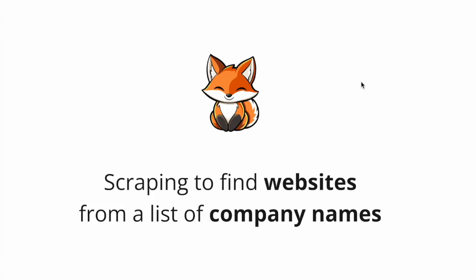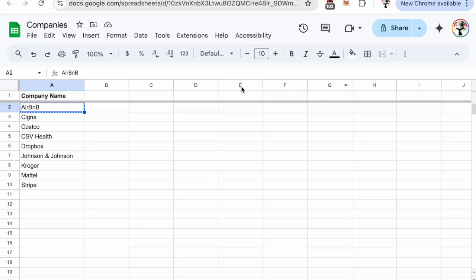I'm going to use FetchFox to scrape the websites of various companies from a list of company names. So over here, this is a spreadsheet I have. It's got a column of company names. We got Airbnb, Cigna, Costco, CVS Health, so on. And we're going to find the URLs for all these companies.